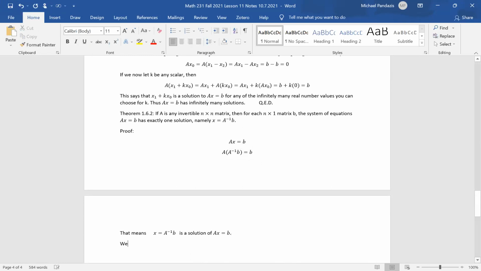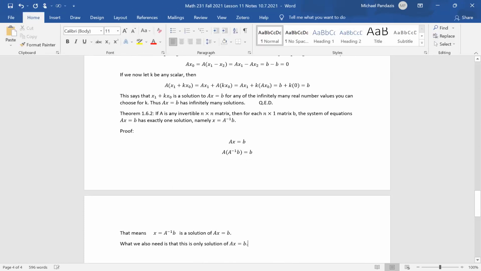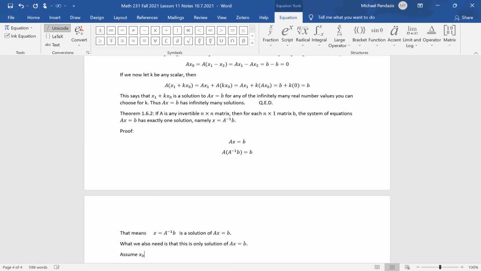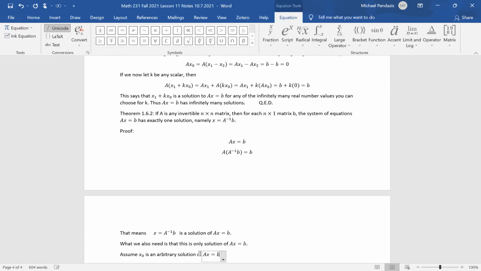What we also need is that this is the only solution of AX equals B. We have that it is a solution, but the theorem is saying that it has exactly one solution, namely that one. So we want to know that it's the only one. So assume X naught is an arbitrary solution of AX equals B.